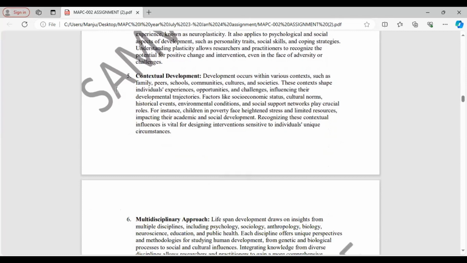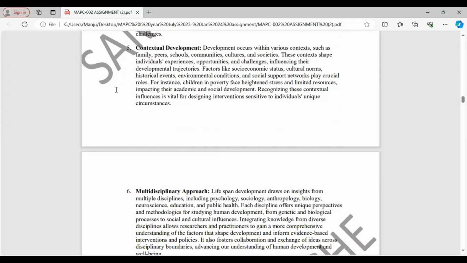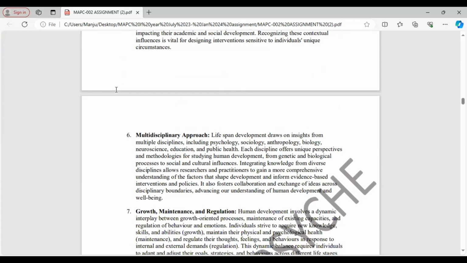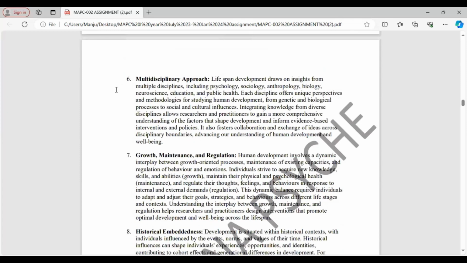Contextual development: it occurs within various contexts like family, peers, schools, community, cultures, and societies. And recognizing these contextual influences is very important for forming interventions sensitive to individuals' unique circumstances. Then this growth is multidisciplinary. Lifespan development includes various disciplines: psychology, sociology, anthropology, biology, neuroscience, education, and public health.